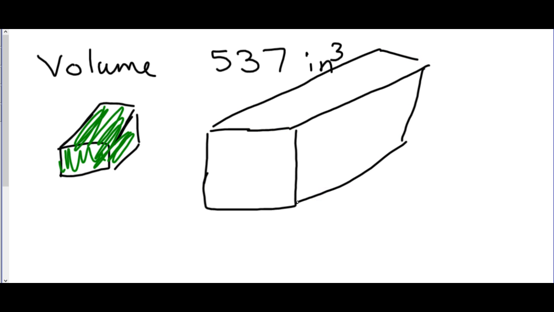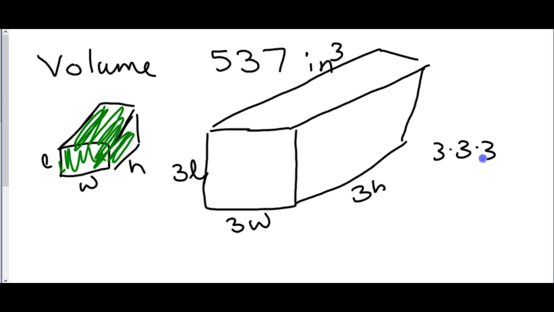Well, the volume doesn't change by the same amount. It's not going to just triple. That's because each side is going to affect what happens. If I said this was length times width times height, well, each side is going to be tripled. 3 times length, 3 times width, 3 times height. So when we go to find the volume, we'd have 3 times 3 times 3 times length times width times height. All those 3's are going to affect it.